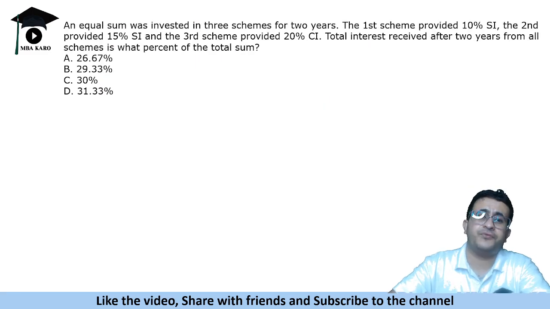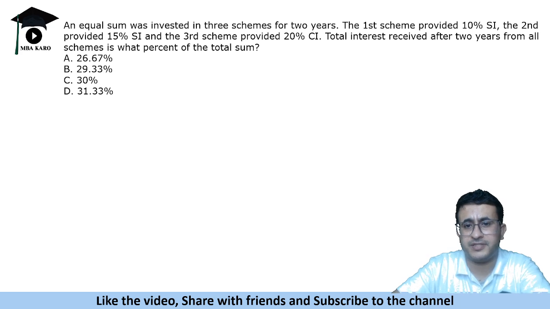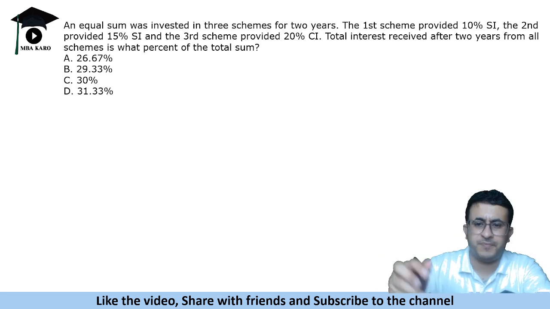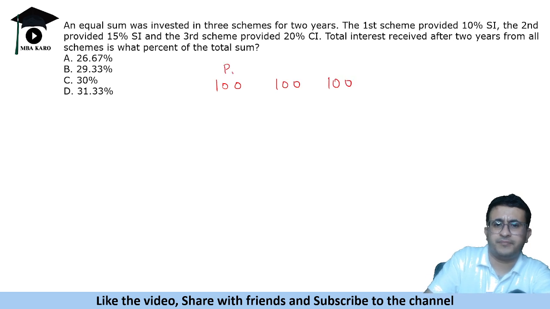An equal sum was invested in 3 schemes for 2 years. The first scheme provided 10% simple interest, second scheme provided 15% simple interest, third scheme provided 20% compound interest. Total interest received after 2 years from all the schemes is what percent of the total sum? Simple question. ठीक है सर, 100, 100, 100 ले लो. ठीक है, this is the principal, P1, P2, P3.